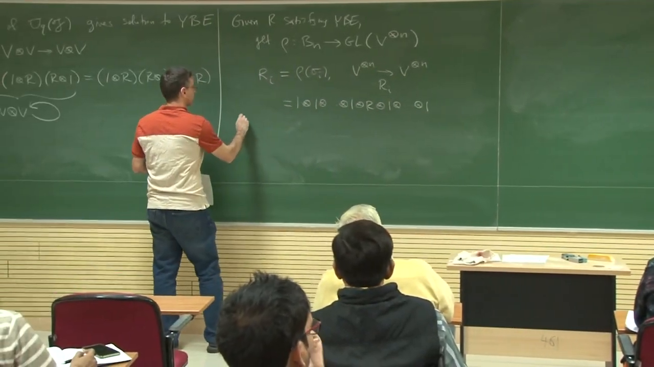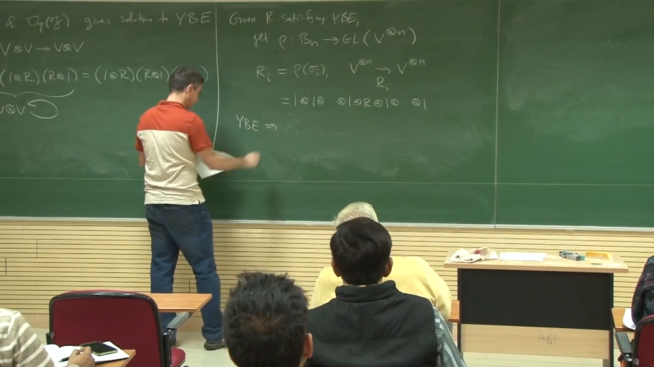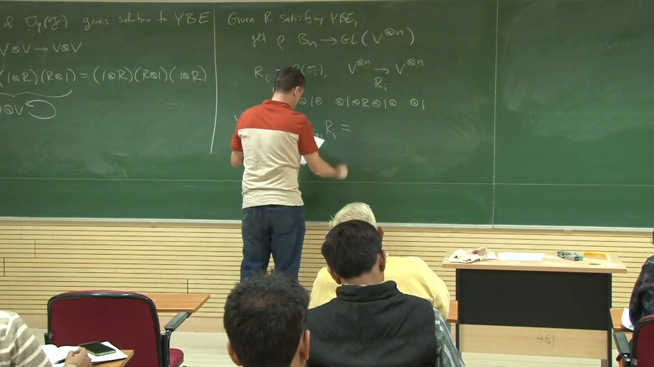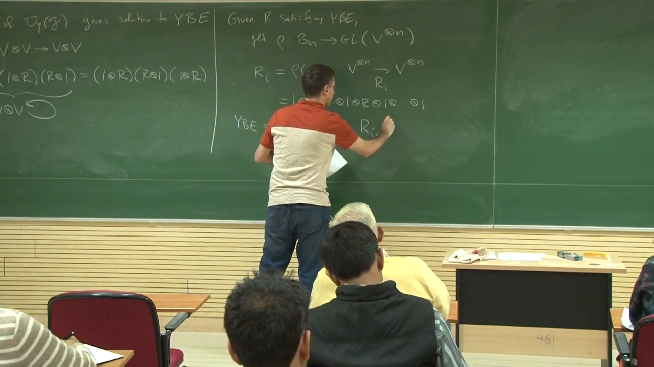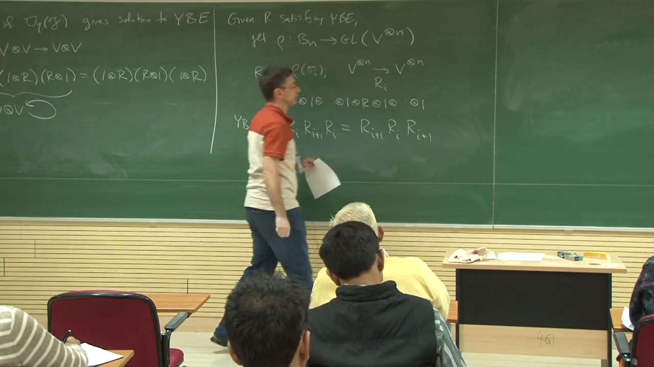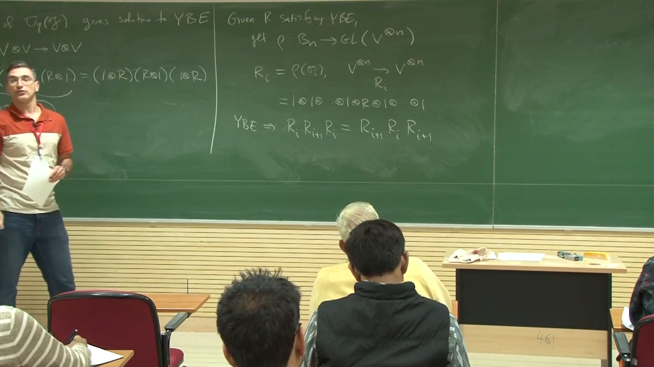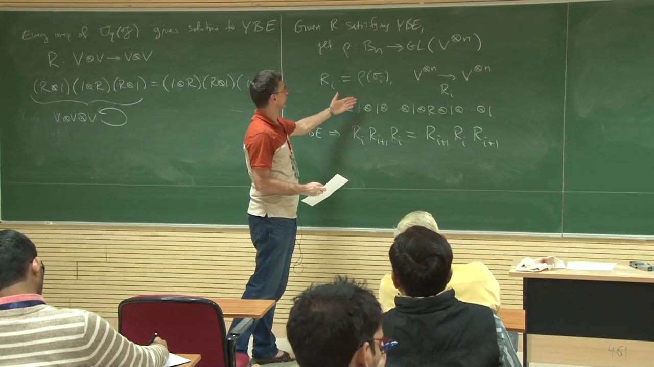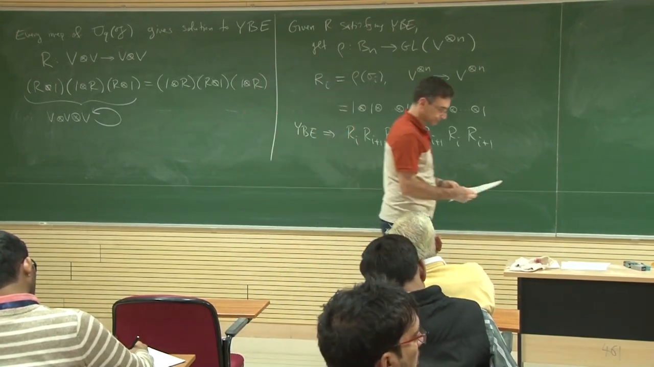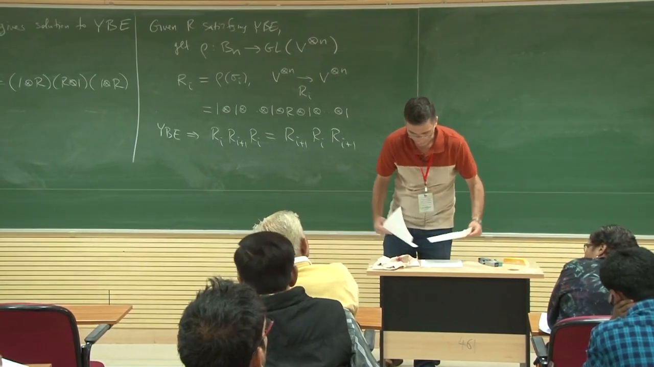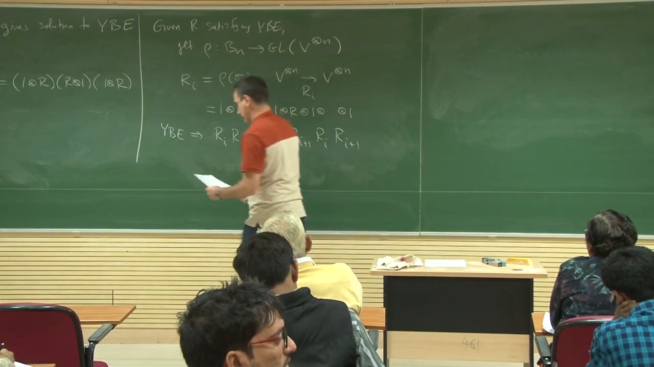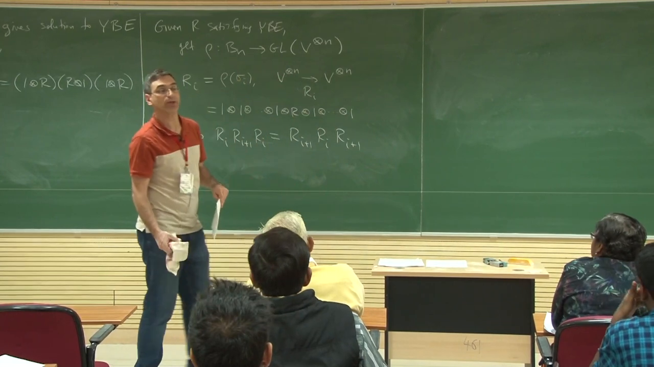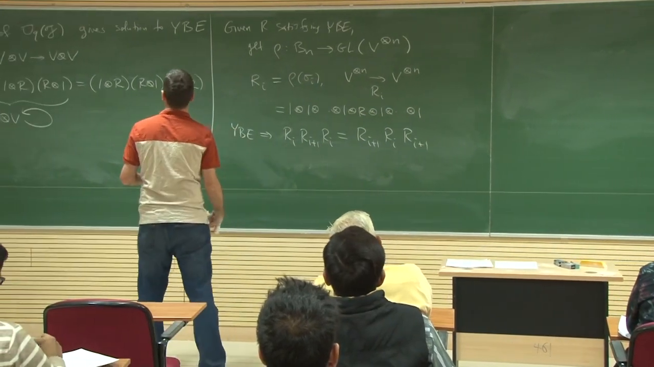And then what is the Yang-Baxter equation? The Yang-Baxter equation in this language simply says that R_i R_{i+1} R_i is equal to R_{i+1} R_i R_{i+1}. It's the braid relation. So the Yang-Baxter equation, which is this Reidemeister 3 move, is exactly giving you a braid relation so that you get a braid representation. All right. How do we get an invariant of knots and links? We've got a braid representation. How do we get a link invariant?